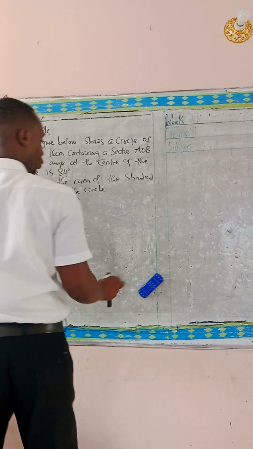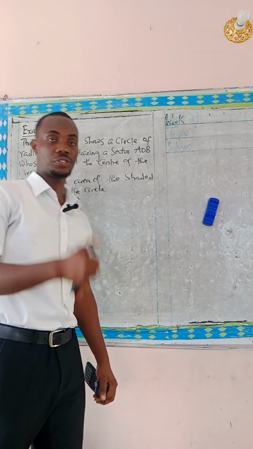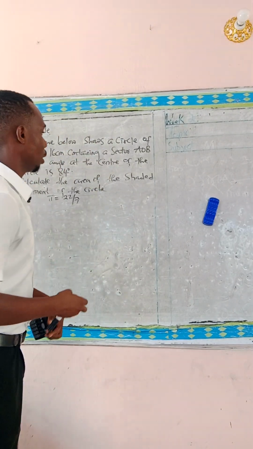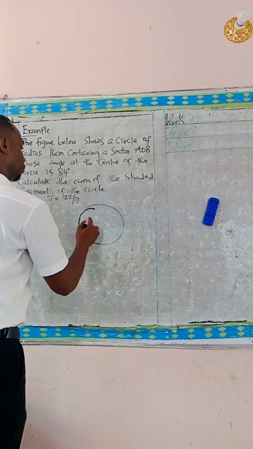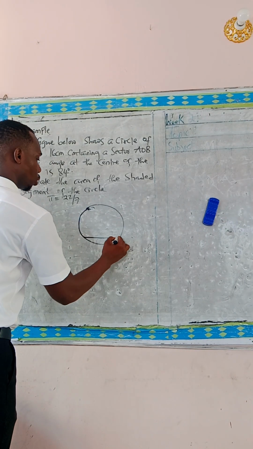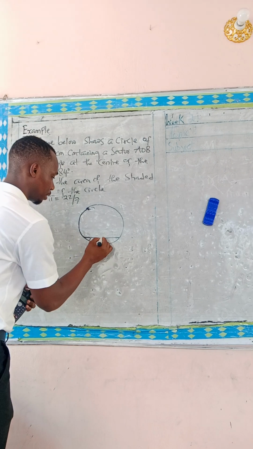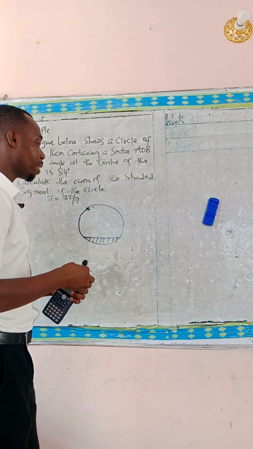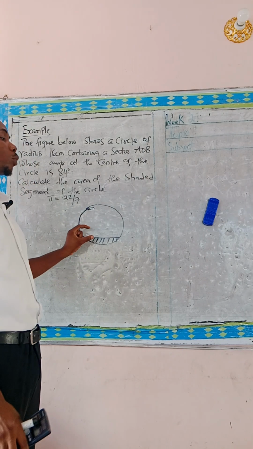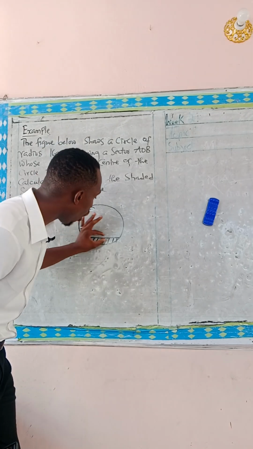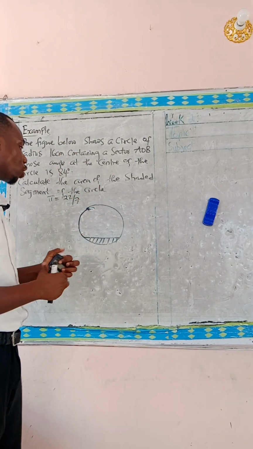The next thing we have talked about the length of arc, the area of sector, and the length of chord. Now today we are going to talk about the area of a segment. A segment is this part, this area. So a segment is simply seen as the part of the circle, or the area of the circle, that is bounded by a chord and an arc.